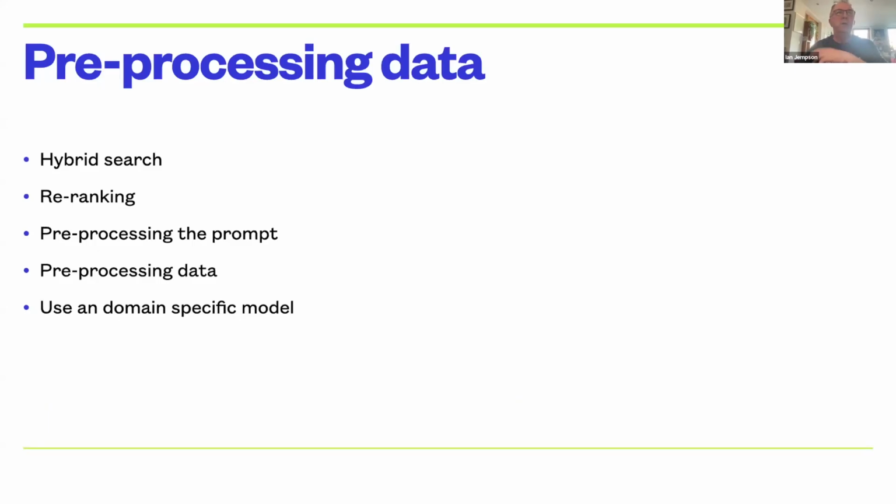There's a number of ways we can do this, and this is the only slide. The rest of it's going to be just in FileMaker. We can pre-process our data. We can perform hybrid search. We can use re-ranking techniques. We can pre-process prompts, and we can pre-process data. Domain-specific models I've put in there, but I'm not going to include in the talk tonight because I've not quite got around to actually implementing that in the thing that I'm going to show.